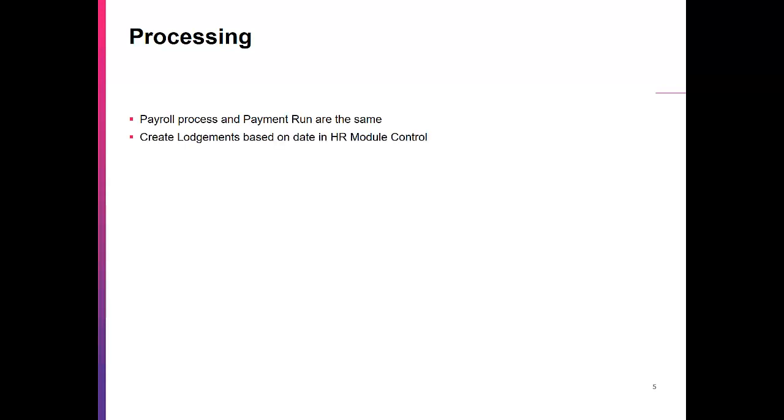In the next section, I'm going to talk about processing. The payroll processes and the payment run are the same as they currently are. Create lodgements is based on the date in the HR module control that we covered earlier. I'll recap on that when we actually come to process the lodgements. The submitting of the file to the ATO goes through a task queue.